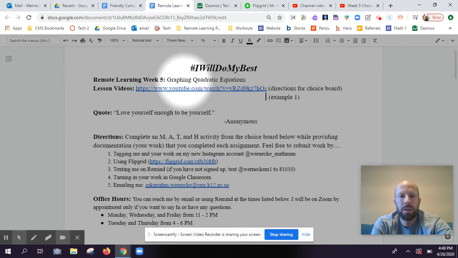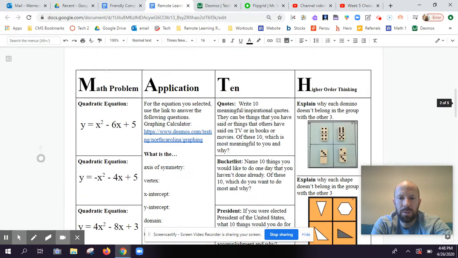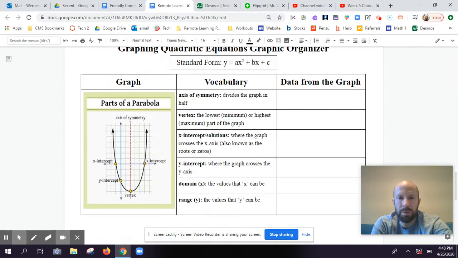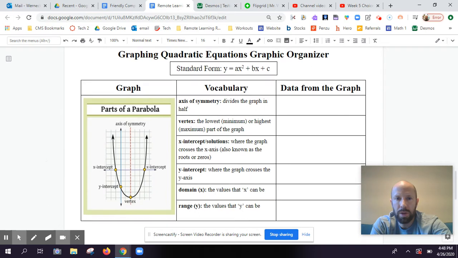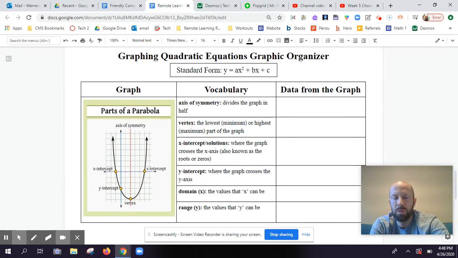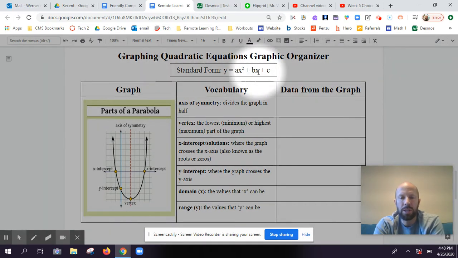For week 5, I'd like to walk through two examples with you of how we can graph quadratic equations. So if you scroll to the bottom of the document, I have one example that we'll walk through where it's already graphed, and then we'll do one example of when it's not graphed, when you need to be able to interpret the equation and find the information that we need.